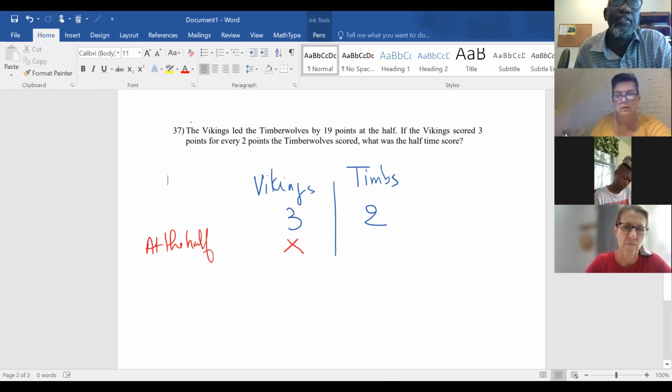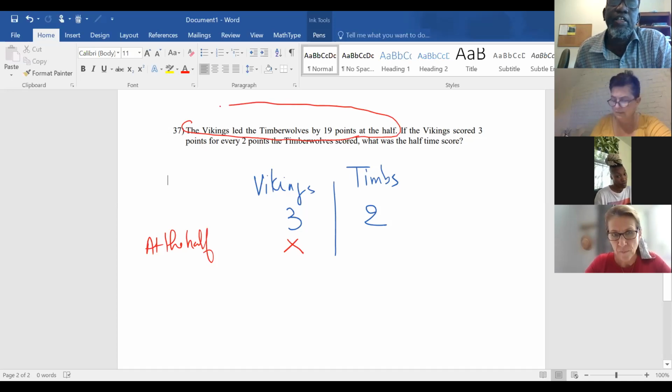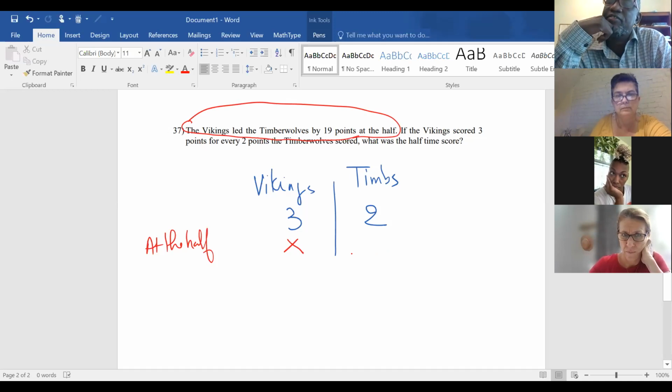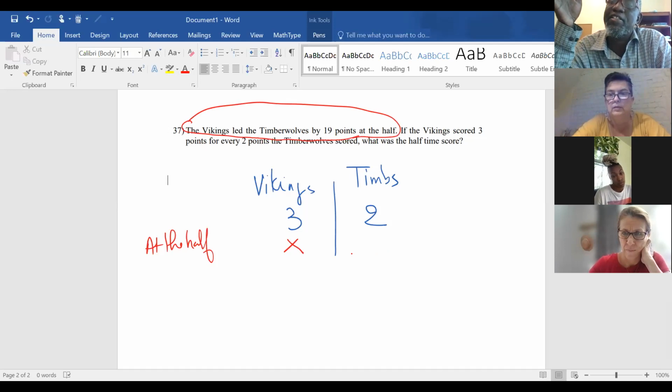Now, according to this sentence right here, if the Vikings have scored X points at the half, how much did the Thames score? According to the sentence right there, how much? Minus 19. You are on the right track. X minus 19. You almost got it. X minus 19.